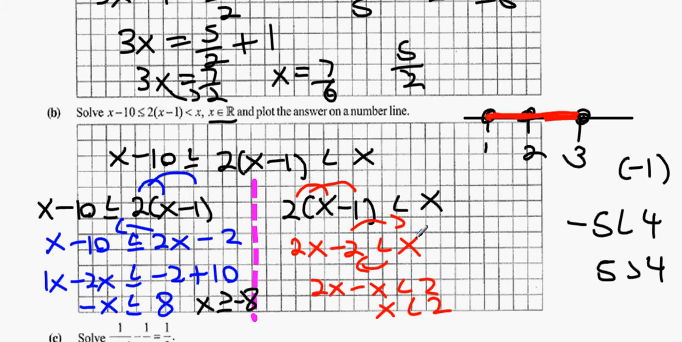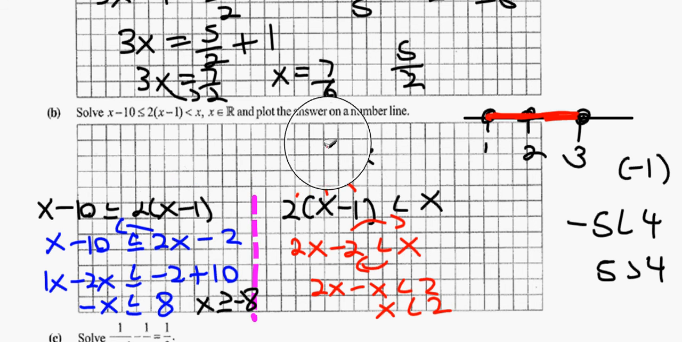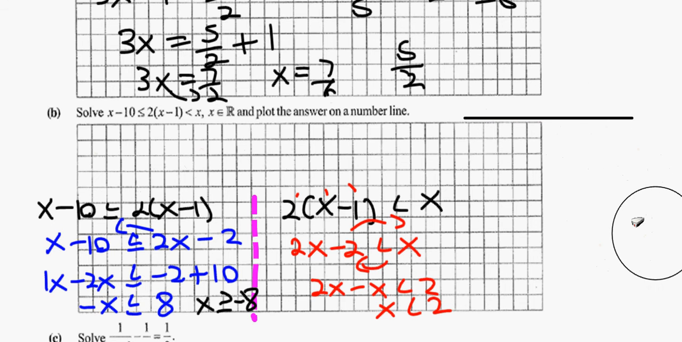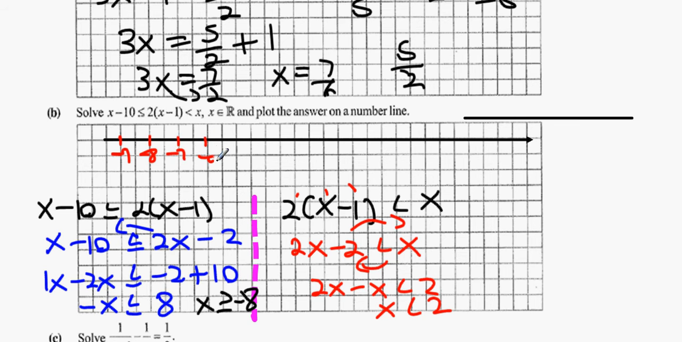So next is a number line. We'll just draw the number line up here, and the number line will have to go from minus 8 all the way up to 2. So we're just going to draw the number line here, and we can put in our numbers. So that's minus 9, minus 8, minus 7, minus 6, minus 5, minus 4, minus 3, minus 2, minus 1, 0, 1, and 2.